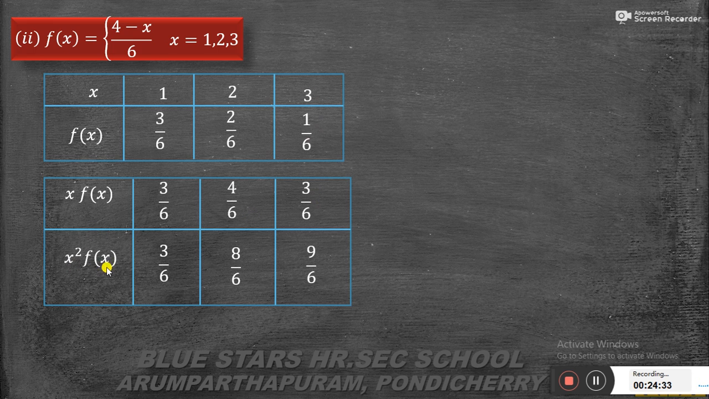Next, x square f of x. X square f of x means 1 square is 1. 1 into 3 by 6 is 3 by 6. 2 square is 4. 4 into 2 by 6 is 8 by 6. 3 square is 9. 9 into 1 by 6, 9 by 6. So, x square f of x answer is 3 by 6, 8 by 6, 9 by 6.